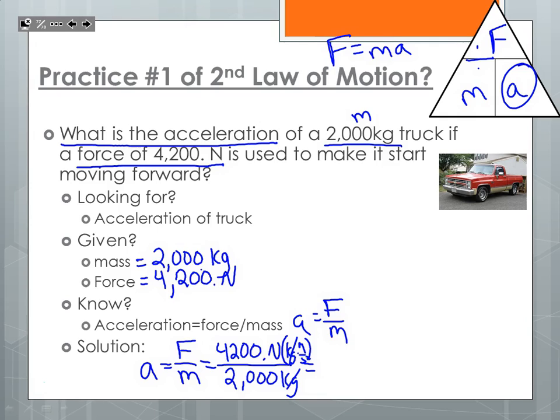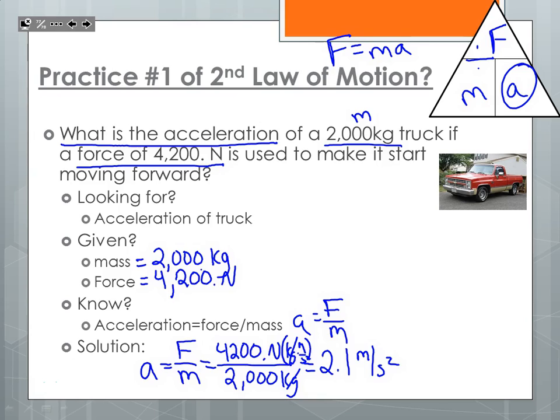I've got to get my calculator for this because I cannot do that in my head. I really wish I could. I guess I could, but no, I'm not even going to try. Divided by 2,000. So I have 2.1 meters per second squared acceleration.